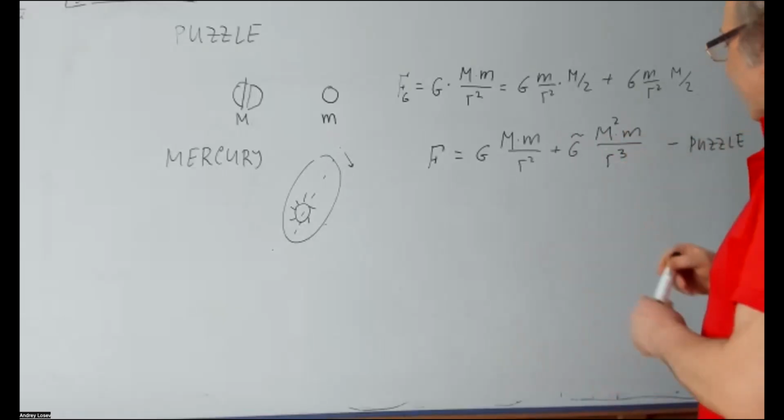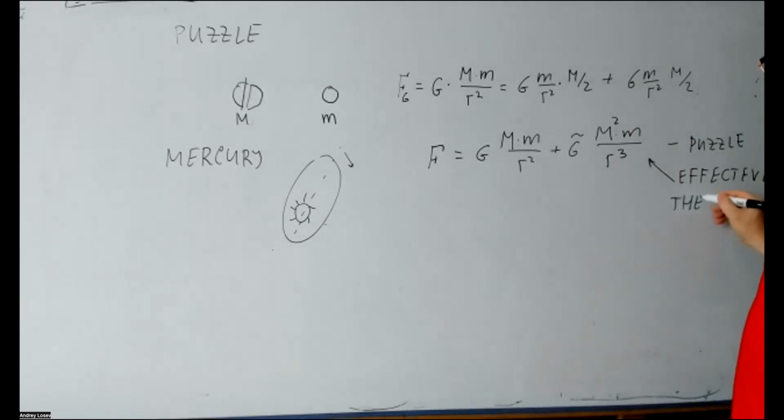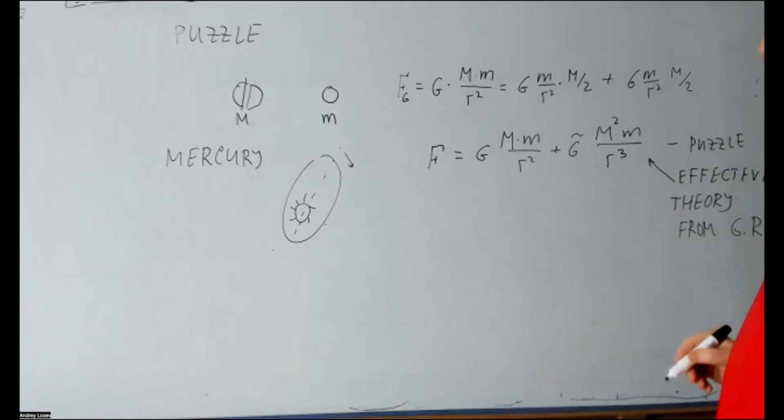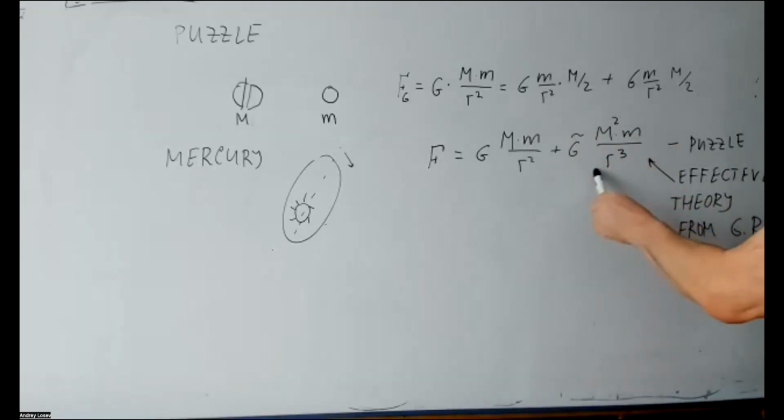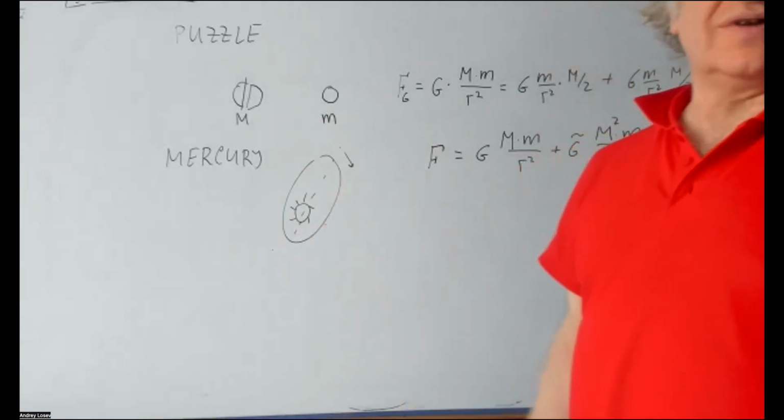So this piece came as an effective theory from general relativity. General relativity gives this contribution. Okay, yes, thank you. Yes, but the appearance of this contribution could be measured in how Mercury moves on the sky. Understood, thank you.